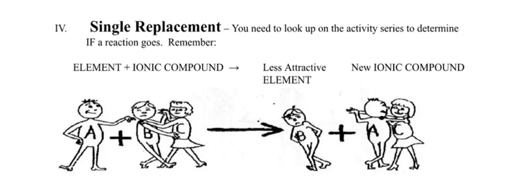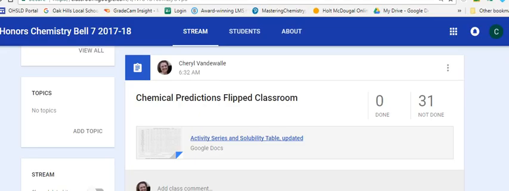So if you would, let's go to Google Classroom. And here you see this chemical predictions flipped classroom. And right here, if you want to click on this, you will see that there's an activity series and solubility table. So go ahead and click on that. I'll go ahead and pause if you're not caught up yet. So get to that page, and if you need to pause, go right ahead. So pause this.